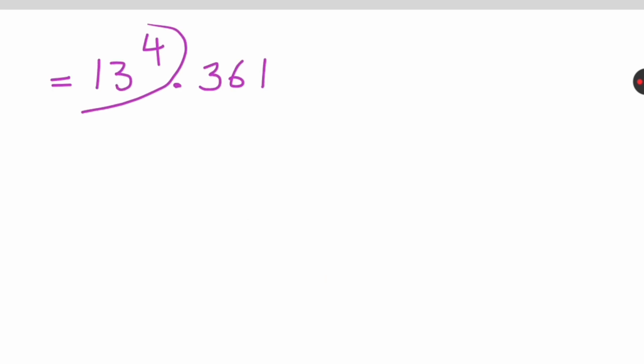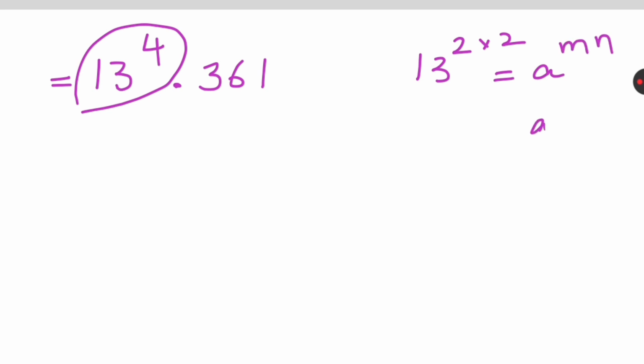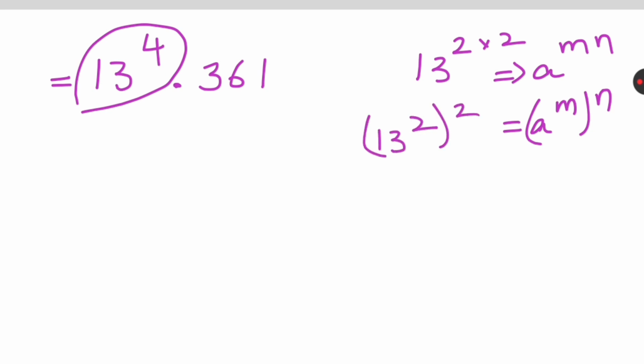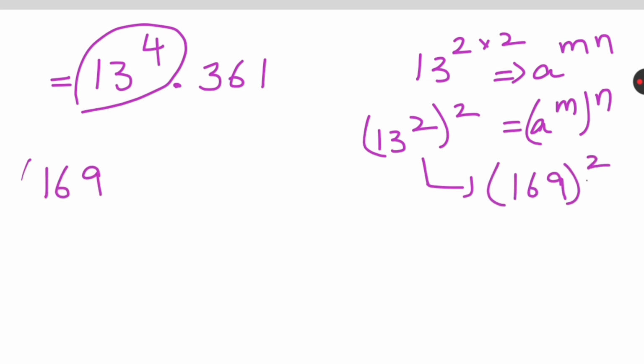Now observe this 13⁴. We can write this as 13^(2×2). So it is in the form of a^(m×n), and we can write this as (a^m)^n. 13⁴ we can write as (13²)². And we know that 13², the value is 169. And still we need to do the whole squared: 169 squared.